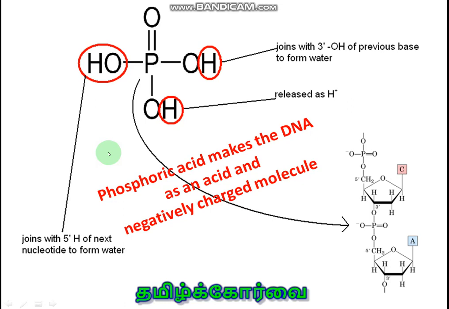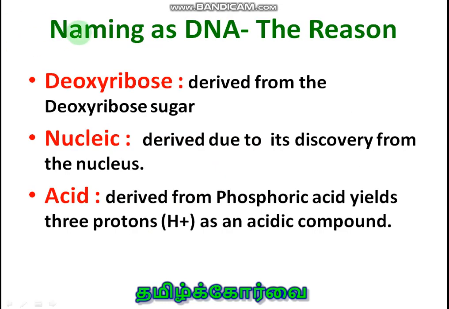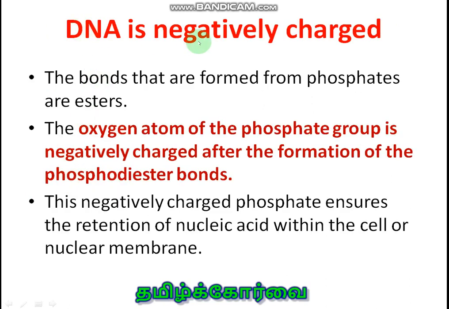Okay, so this is the reason why the DNA is negatively charged. Now, naming of DNA. As we have discussed these molecules, now it is the time to discuss why the name is given like this. Deoxyribose sugar is present, so D stands for deoxyribose sugar. It was first discovered in the nucleus, so it is nucleic. It is acid in nature because of the presence of phosphoric acid, so it is acid. So deoxyribonucleic acid. It is negatively charged, as I already told you.